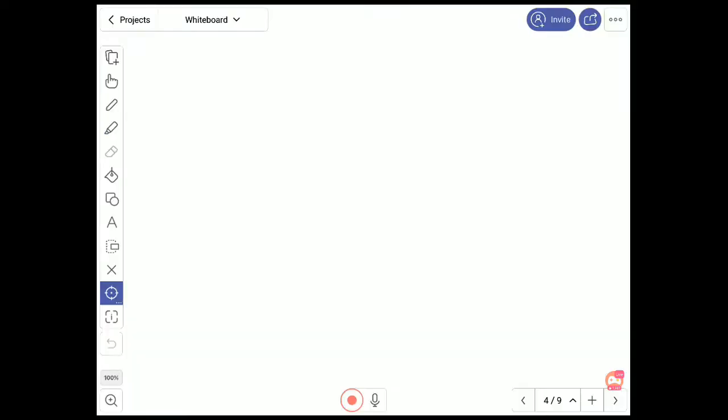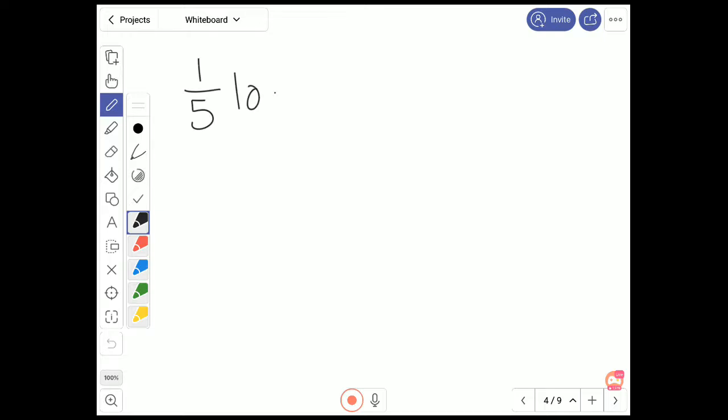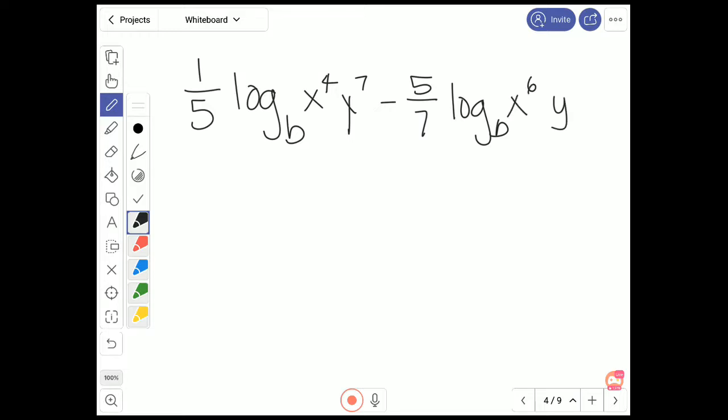Don't know what section this came from. I'm guessing it's probably somewhere in 4.3. Someone just sent me the picture: 1/5 times the log base b of x to the 4th y to the 7th, minus 5/7 log base b of x to the 6th y. We're supposed to write this as a single logarithm. Again, I'm guessing this is from somewhere in 4.3, because that's where we talked about logs and combining them.